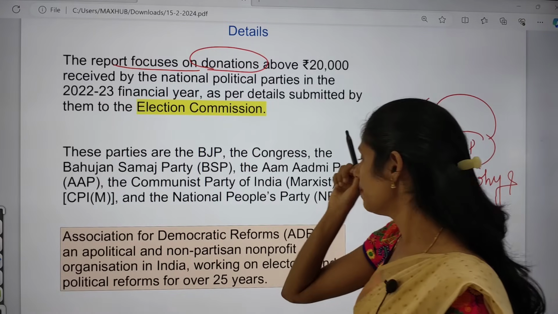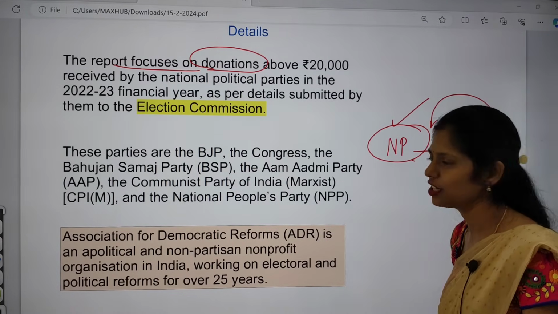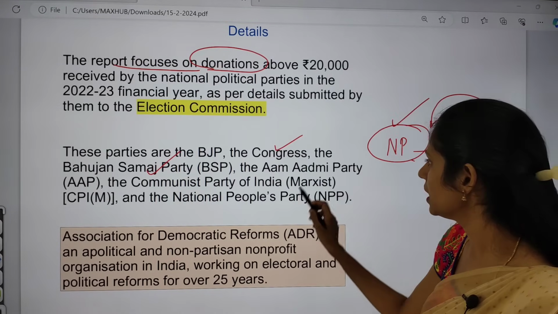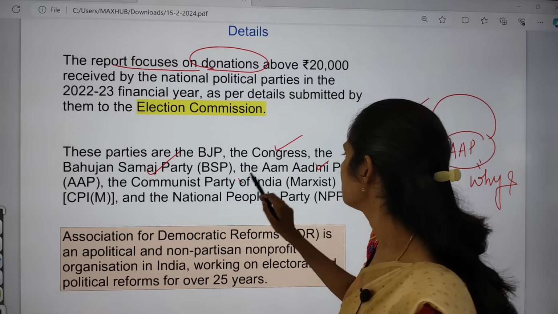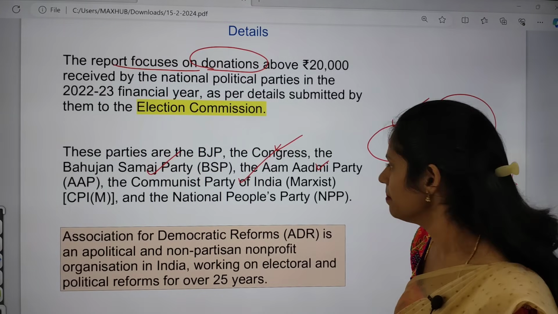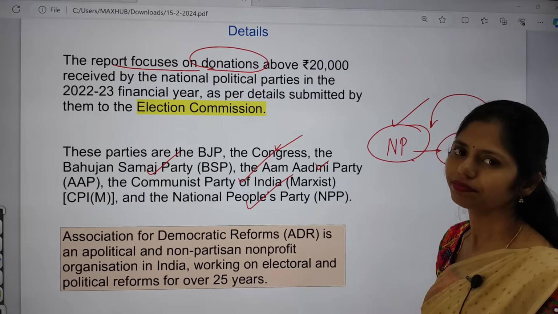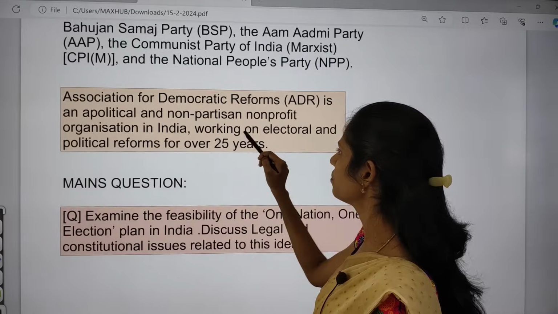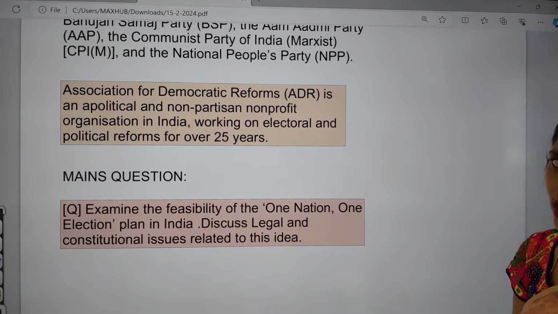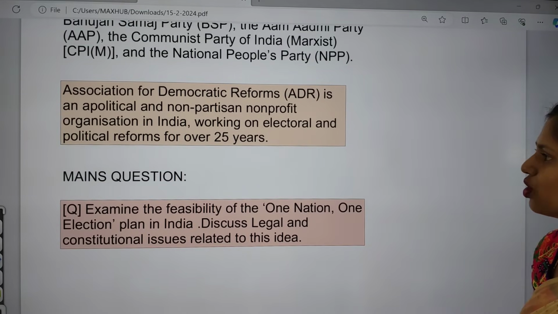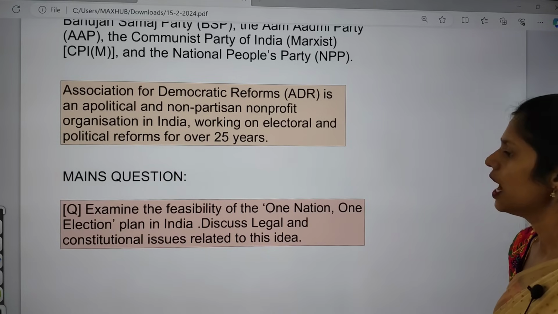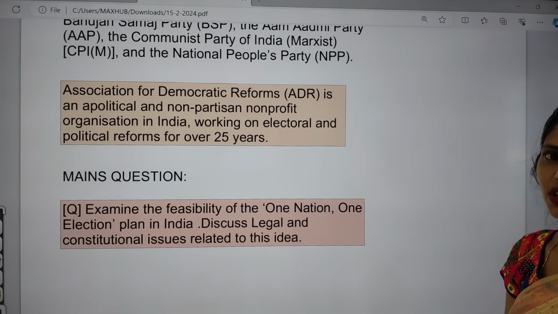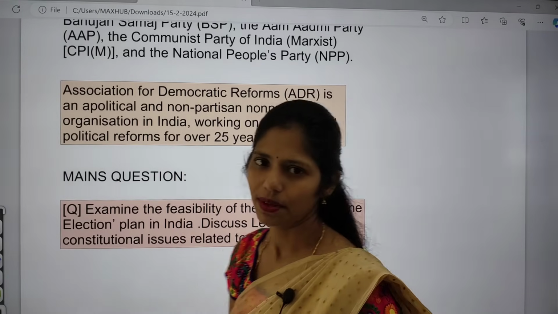The other 5 national political parties are Congress, Bahujan Samaj Party, Aam Aadmi Party, Communist Party of India (Marxist), that is CPIM, and National People's Party. Now let us see some facts regarding the Association for Democratic Reforms. It is a non-partisan, non-profit organization in India, working especially for electoral and political reforms for over 25 years. This is very important.